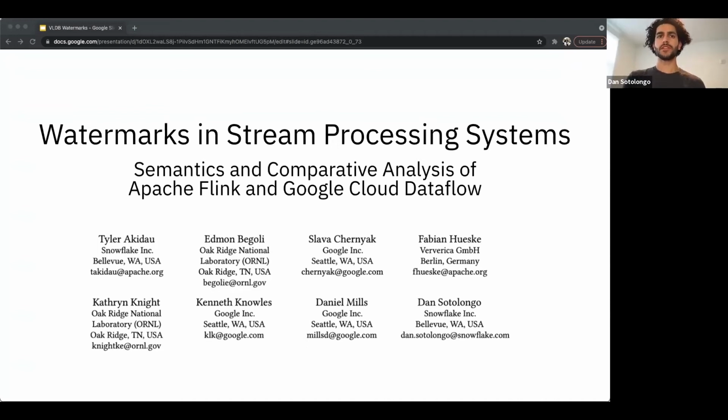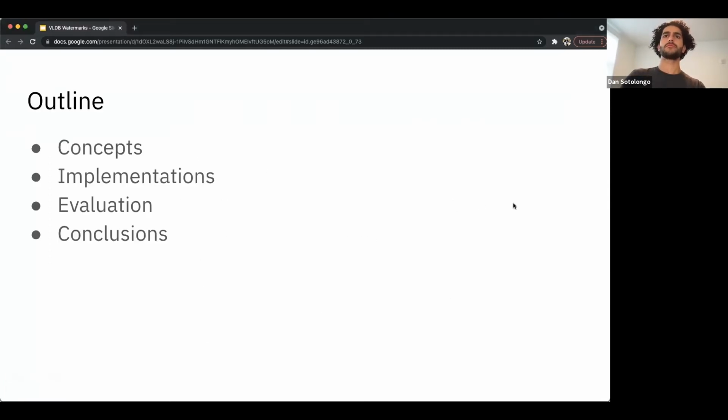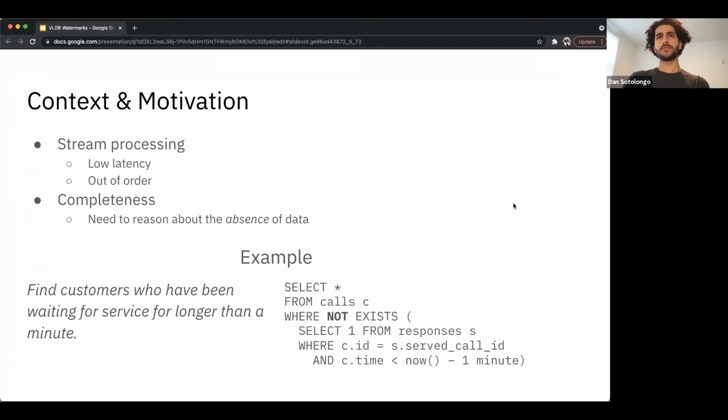Hello, my name is Dan Sotolongo, and I'm here with Daniel Knowles and Fabian Hueske to talk about watermarks in stream processing systems. So we're going to start with concepts and a little bit of context and motivation for watermarks.